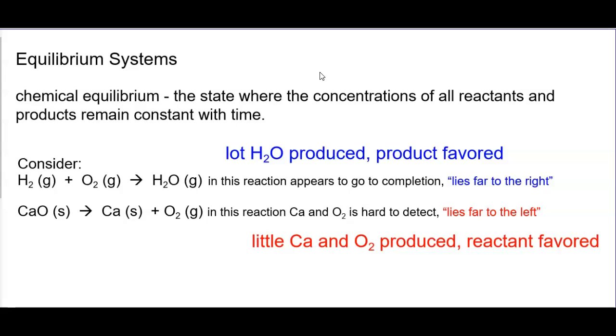Just some information to read here. Really wanting you to understand that if lots of products are produced, we consider it product favored, which means the reaction, they call it, lies far to the right. If little products are being produced, then it says that the reaction lies far to the left, or it's reactant favored.